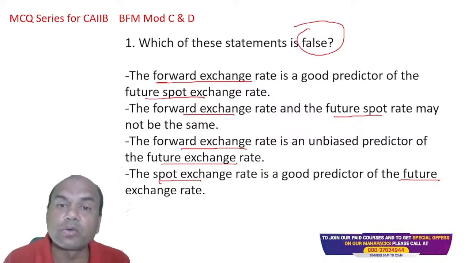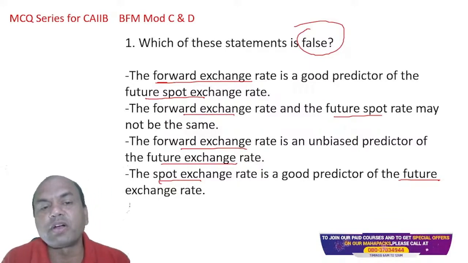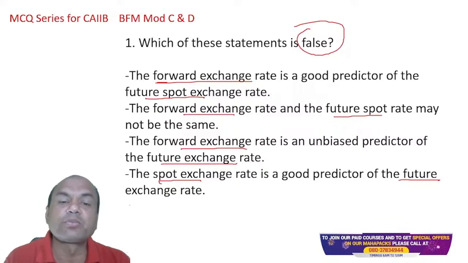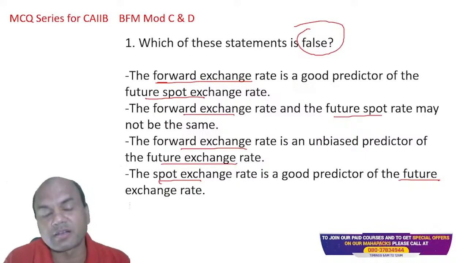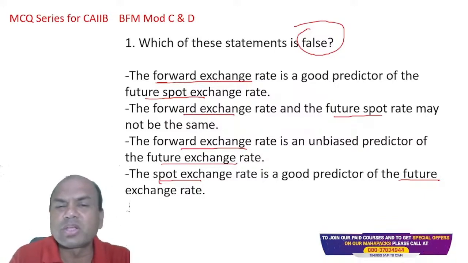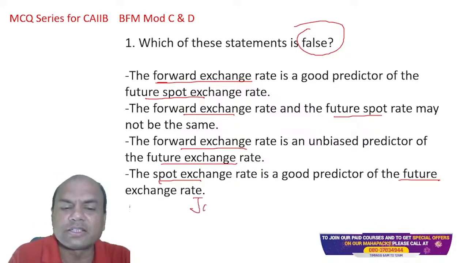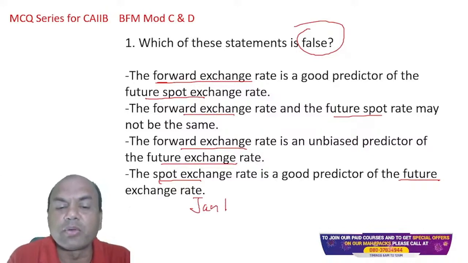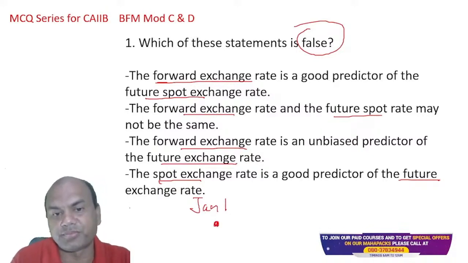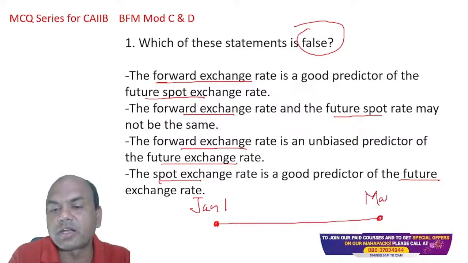Firstly, you should know what is the true answer. Remember, nothing is over here in this question, it's just forward and future. Forward exchange rate is booked today for 2 months later, and future spot rate is the actual rate 2 months later. Here, I'll explain in simple terms. Let's say today is 1st January. Now I book a rate today for dollar, and I book it for March 1.